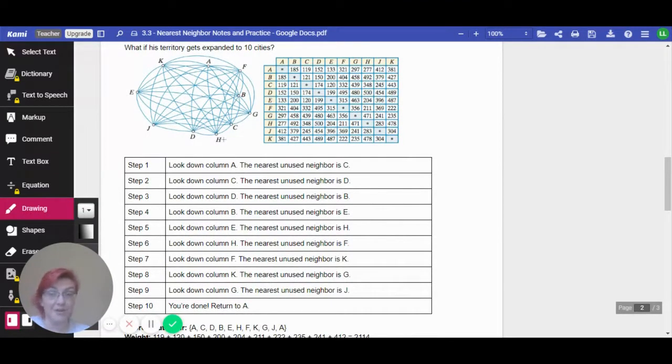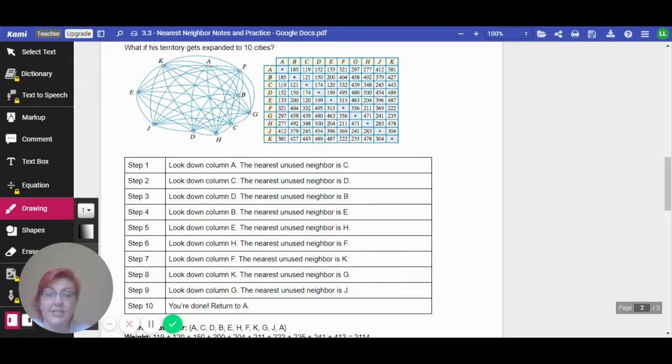And I am the author of these notes. And when I created them, I did something wrong. I looked at a column, I saw something, and I wrote something else. So let's talk about it. Let's talk about how to do this correctly and how mistakes can be made so that we can avoid them in the future. So a territory gets expanded to 10 cities.